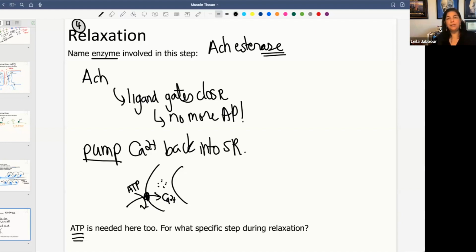Acetylcholine will also be reuptaken and recycled by the neuron that delivered it. The acetylcholine monomers will be recycled and basically rebuilt.